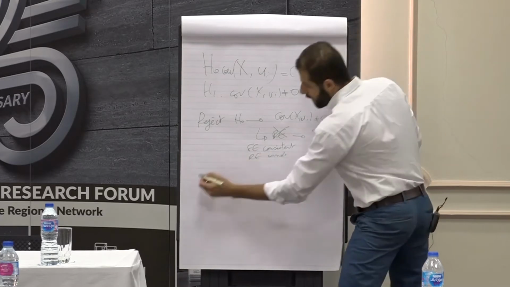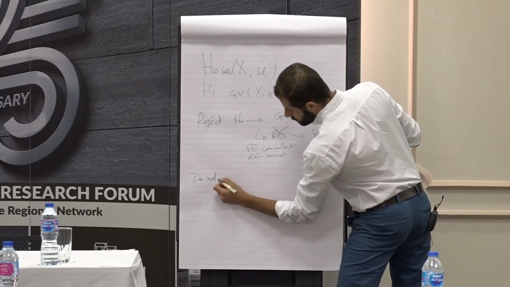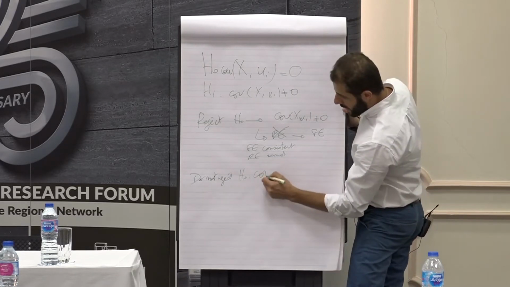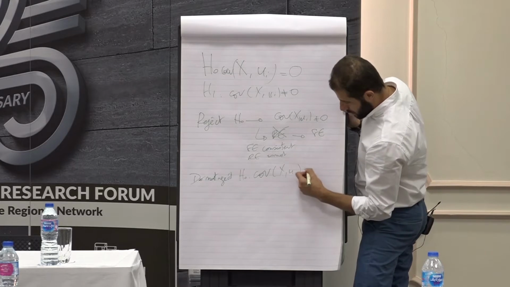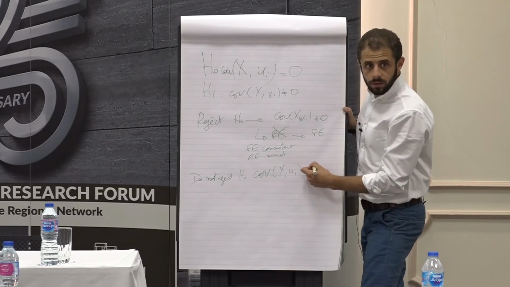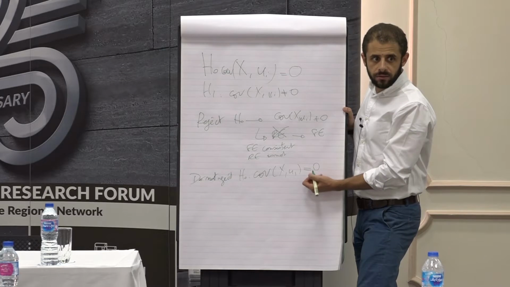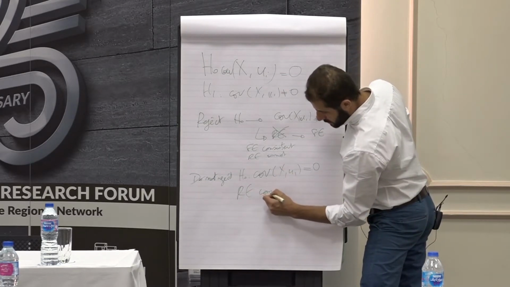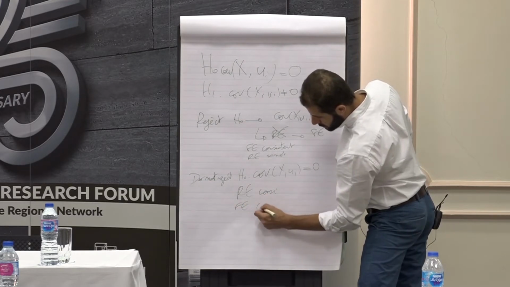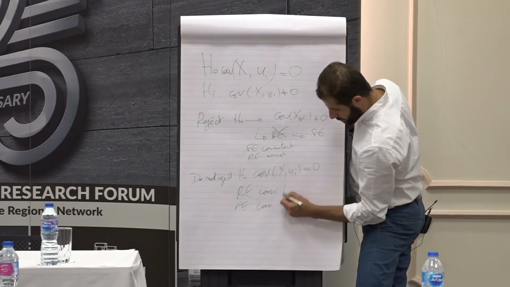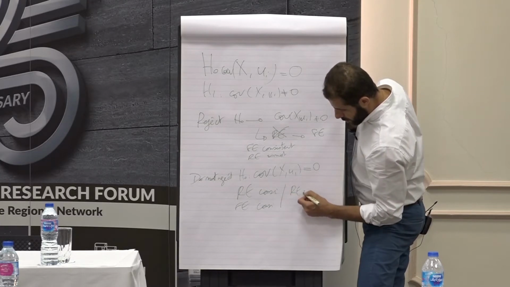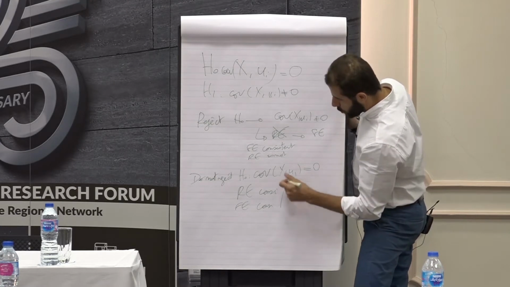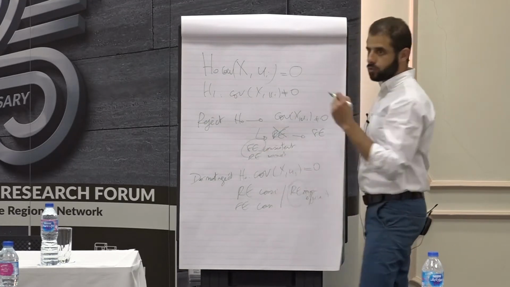Okay? If I do not reject H0, this means that the covariance of X and UI is equal to 0. And then I can use which method? So both are consistent. Random effect is consistent. Fixed effect is consistent. But random effect is more efficient. So I have to use here the random effect, and here I have to use the fixed effect.